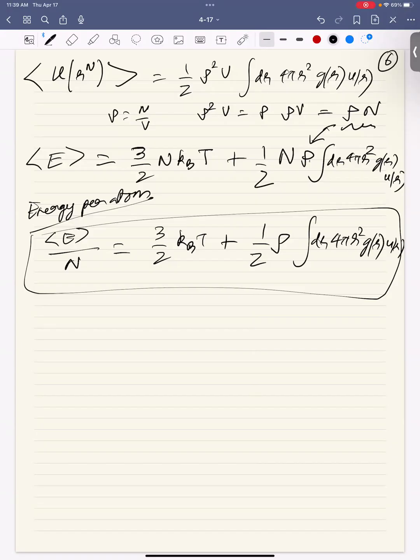Why was it so hard to calculate the average energy per atom? The average kinetic energy was easy. If you had an ideal system where nothing interacted with anything else, there is no interaction between any two particles, right? In that case, the average potential energy is zero.